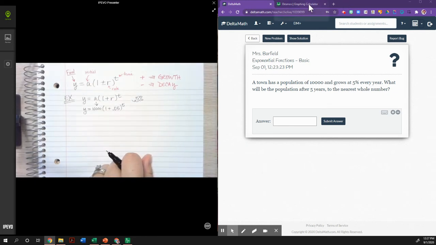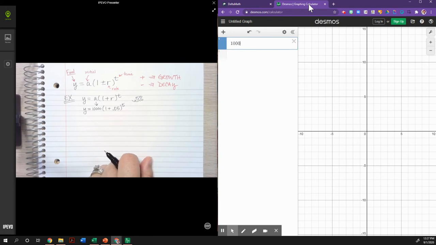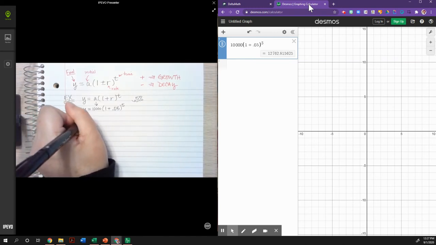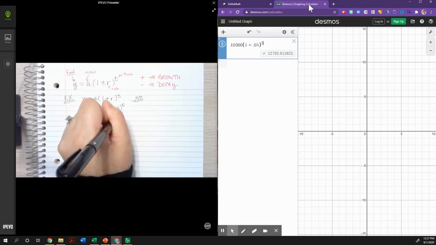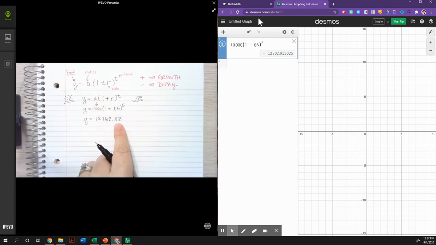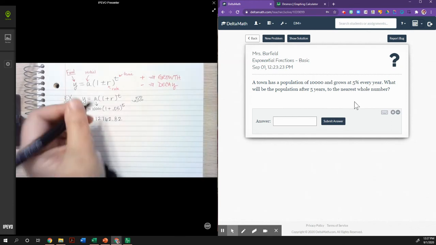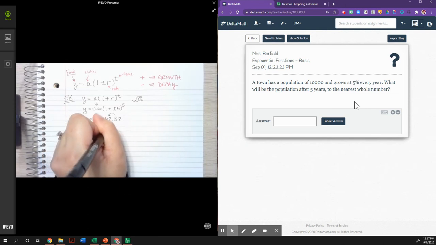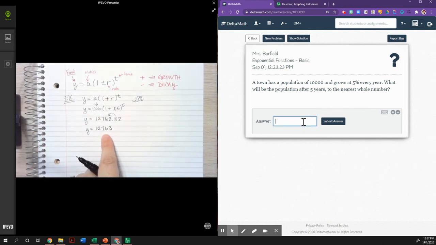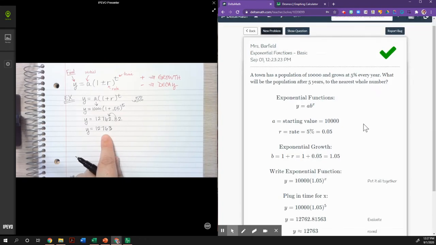If I go over to Desmos, 10,000 times (1 plus 0.05) to the exponent 5. So my final amount is 12,762.82. Let's see what we're rounding. We're rounding to the nearest whole number, so that is 12,763. I type in 12,763, submit. There you go.